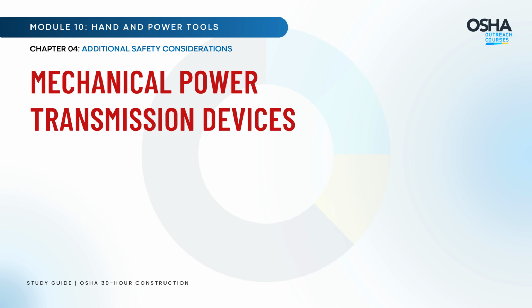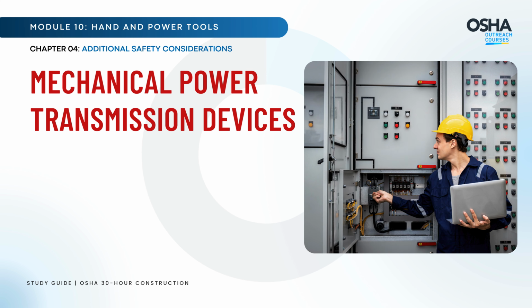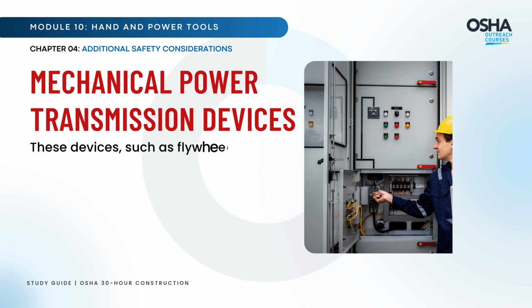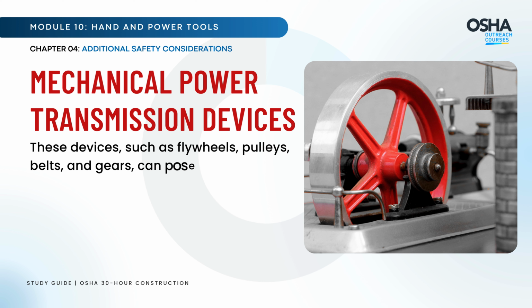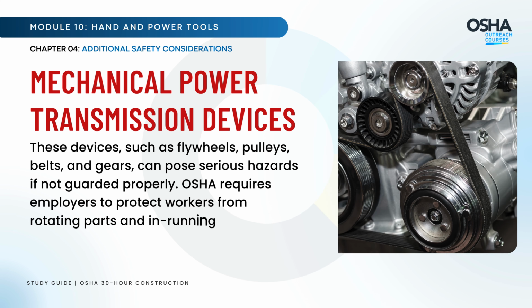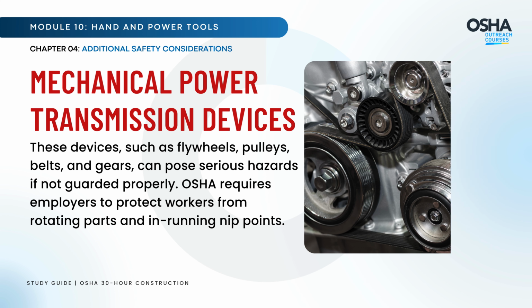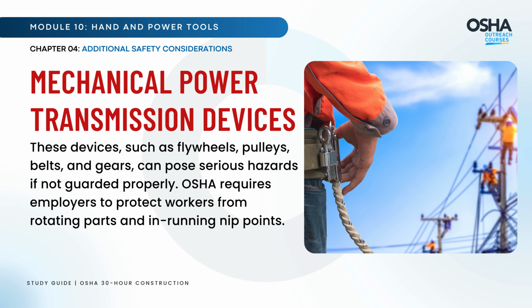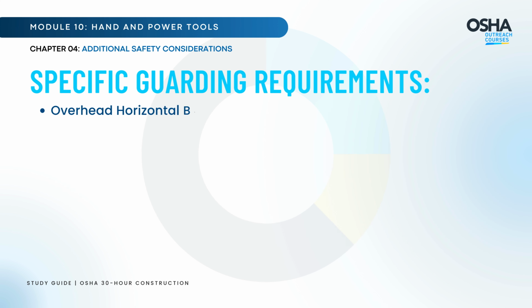Now, mechanical power transmission devices. These devices, such as flywheels, pulleys, belts, and gears, can pose serious hazards if not guarded properly. OSHA requires employers to protect workers from rotating parts and in-running nip points. Here are some specific guarding requirements.